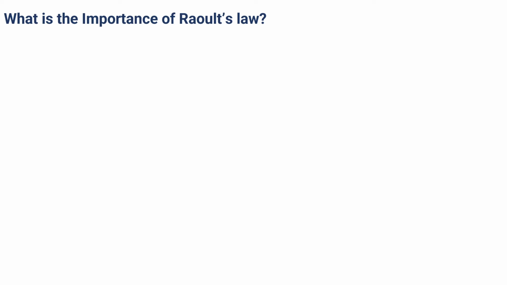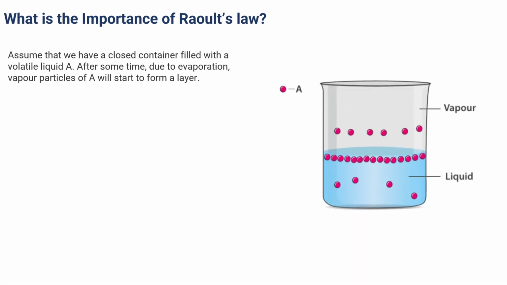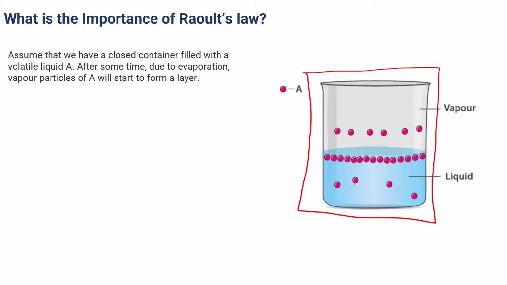Why is it important? Assume that we have a closed container filled with a volatile liquid. This is the closed container. So there is a volatile liquid that will evaporate. After some time, due to evaporation, particles of A will move to a layer. Let's say the particles are present in this solvent and they will move. So some particles are present in the vapor state and some particles are present in the liquid state, and there is formation of this layer on the surface of the liquid.